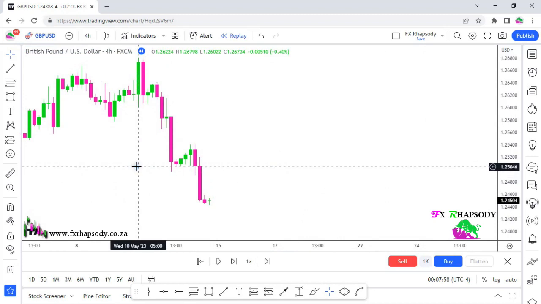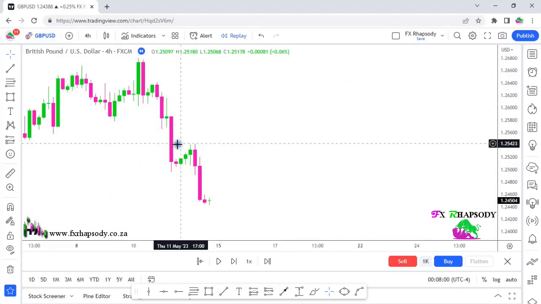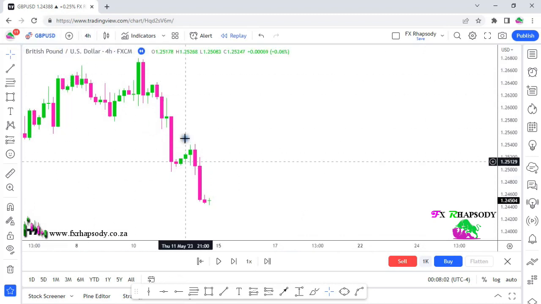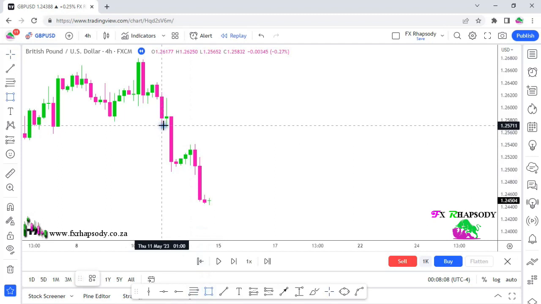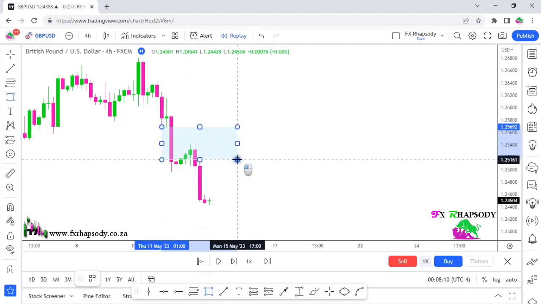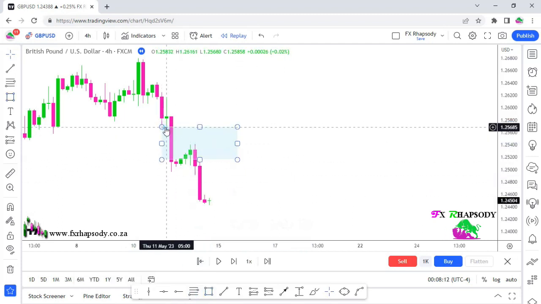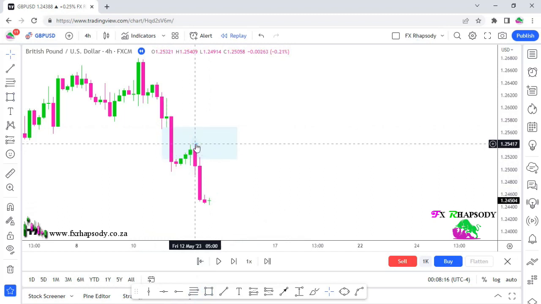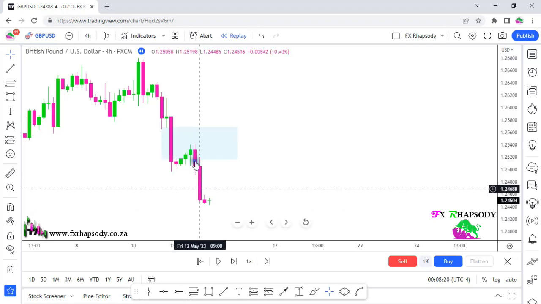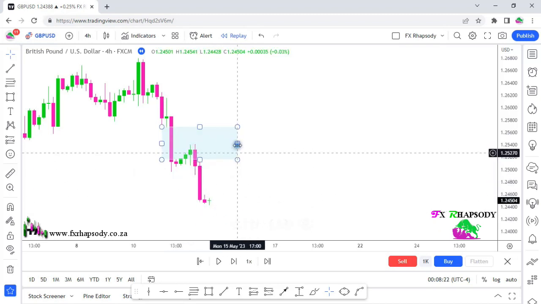Okay guys, British pound, US dollar. This is the 4-hour time frame. This was the beginning of last week. What we see in the market is this fair value gap that was created, from this candle to that candle. You see a nice retracement of that fair value gap, and that is where you place your sell opportunities in the market. So that was last week.